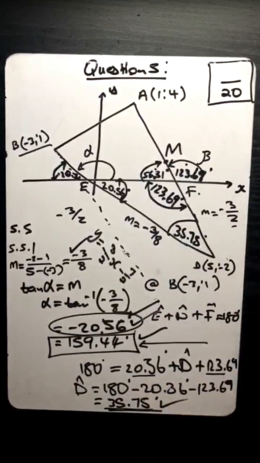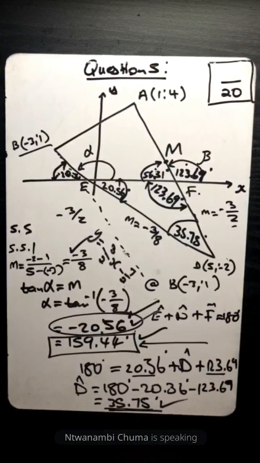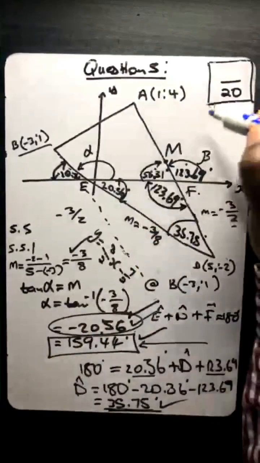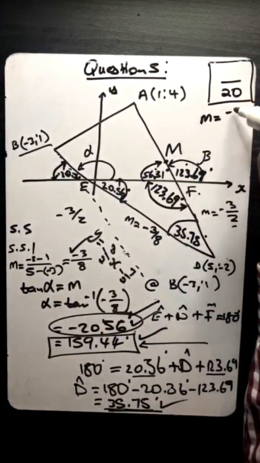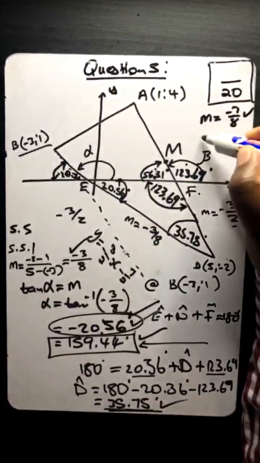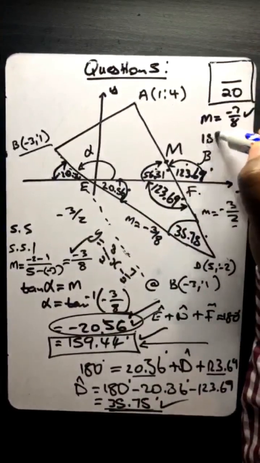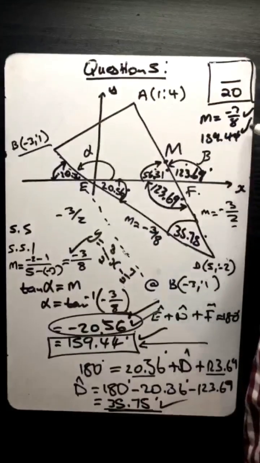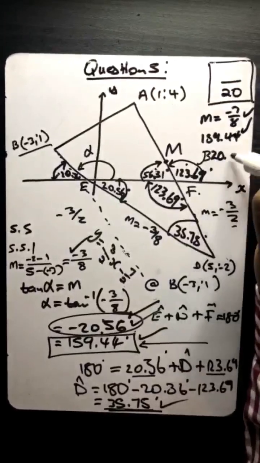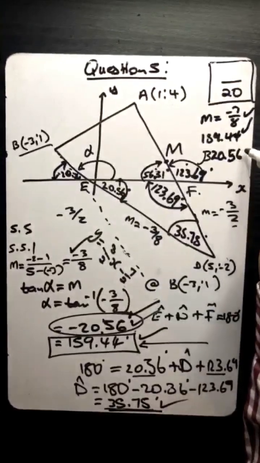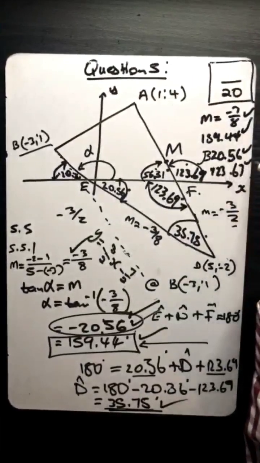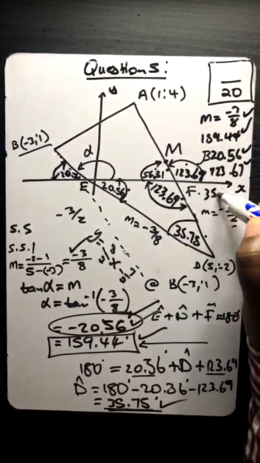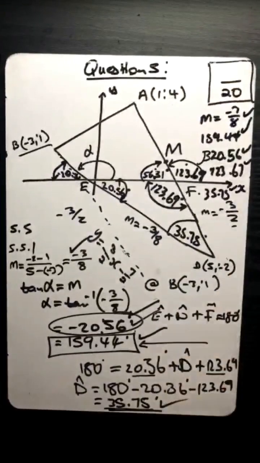Did you guys get it? No. So let me maybe do it this way. If you got your gradient to be -3/8, give yourself a mark. If you calculated this angle of 159.44, give yourself a mark. If you got that angle of 20.56, give yourself a mark. And then that one of 123.69, a mark. And then this one of 35.75, give yourself a mark. Does it make sense now?